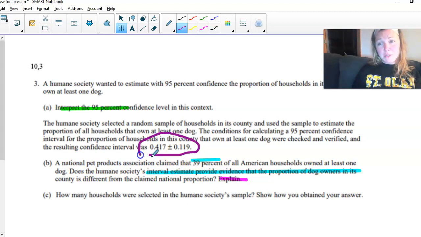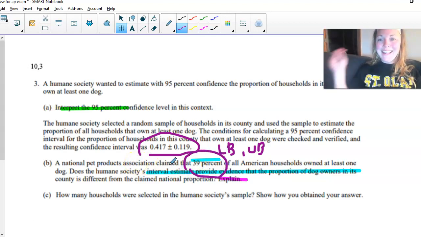So it's saying a National Pet Products Association claimed 39% of households owned at least one dog. Well, they gave us an interval right here. So what you need to do is find the lower bound and the upper bound. Some people, even really high achieving students, struggle with this because they're so used to typing things on their calculator that they forget what an interval is actually doing. It's a statistic, right? So that's my p hat plus a margin of error and a statistic minus a margin of error. That gives you your lower bound and your upper bound. So to get your lower bound, you do 0.417 minus 0.119 and 0.417 plus 0.119. Okay, and you get a lower bound and an upper bound. And what you're looking for in this case is whether 39% is contained in the interval. Is it in between that interval?